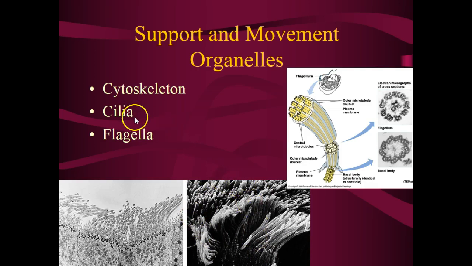And cilia are used to move materials around the cell. The flagella is a single whip-like propeller, and it can be seen up here. When you have a cell like a sperm cell, these tails are used to actually move the cell, and so those are two differences. Both of these are used in movement, but the cilia is used more to move materials around the cell, and the flagella is used more to move the cell itself.